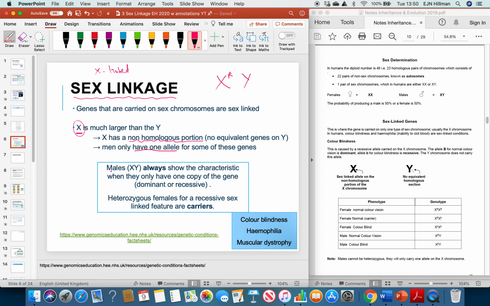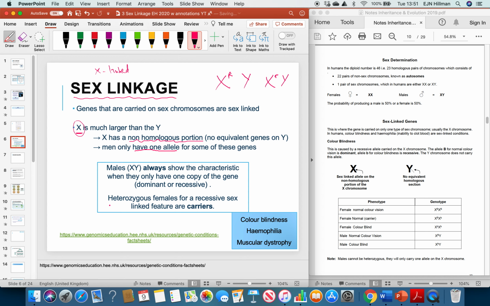So males, therefore, will always show the characteristic when they have only one copy of the gene. And that doesn't matter if it's dominant or recessive, because they've only got one copy of the allele. If that allele is dominant, they will show the dominant phenotype. If that allele is recessive, they will show the recessive phenotype. But they only have one copy of that allele, so they will always show the sex-linked phenotype.